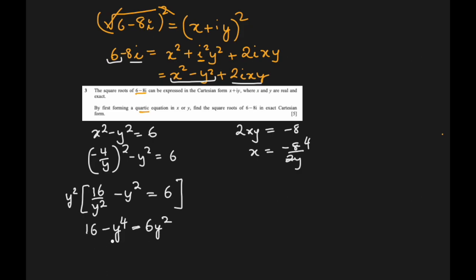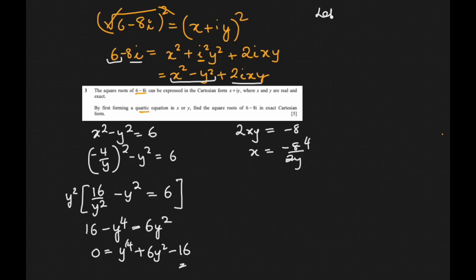So if I rearrange it, I will bring y to the power 4 here, so it becomes positive y to the power 4. Then we have already 6y square here, and 16 comes as negative. So it becomes quartic now. They said by forming a quartic equation, I formed it. Now I have to factorize this. For that, what will I do?